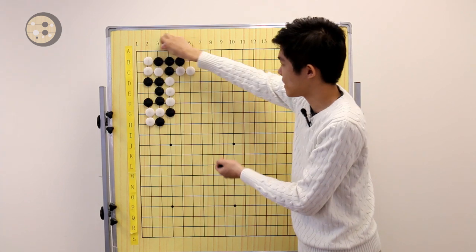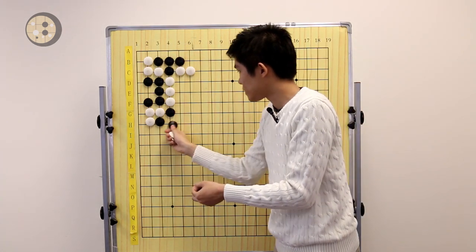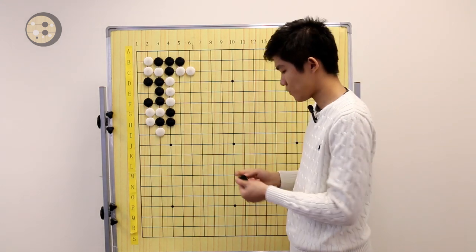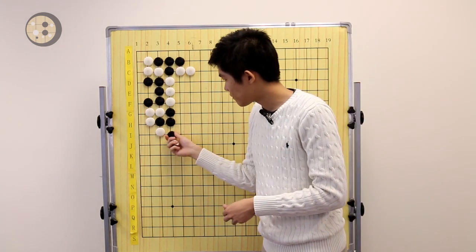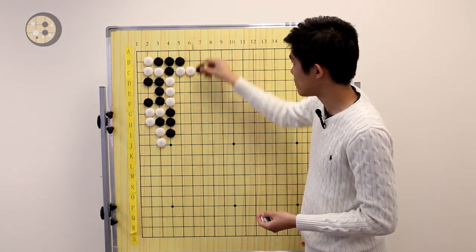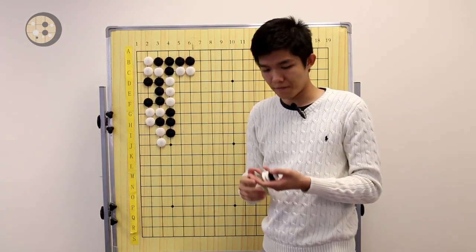So when black connects, there's also an option for white to take the lower side as well. And when white does that, black could turn first. White would have to extend now. And then black would come back to this side.